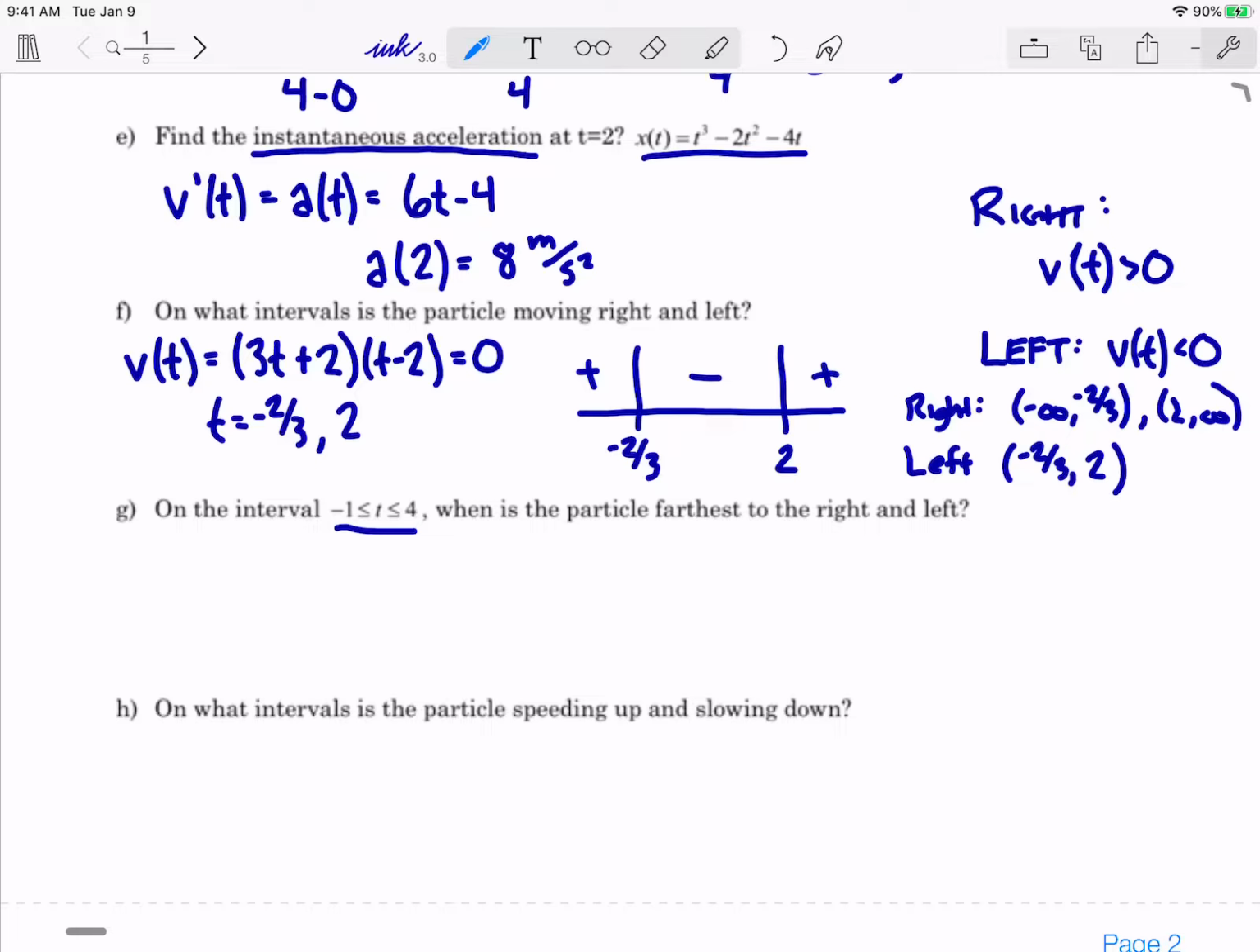So I'm going to compute x of negative 1, x of 4. Those are my endpoints. So I'm plugging these t values into my original function, which again I have written up here, x of t equals t cubed minus 2t squared minus 4t. I'm going to plug in the endpoints. When I do that, I get 1 and 16. And then I'm also going to plug in the critical numbers I got from before.